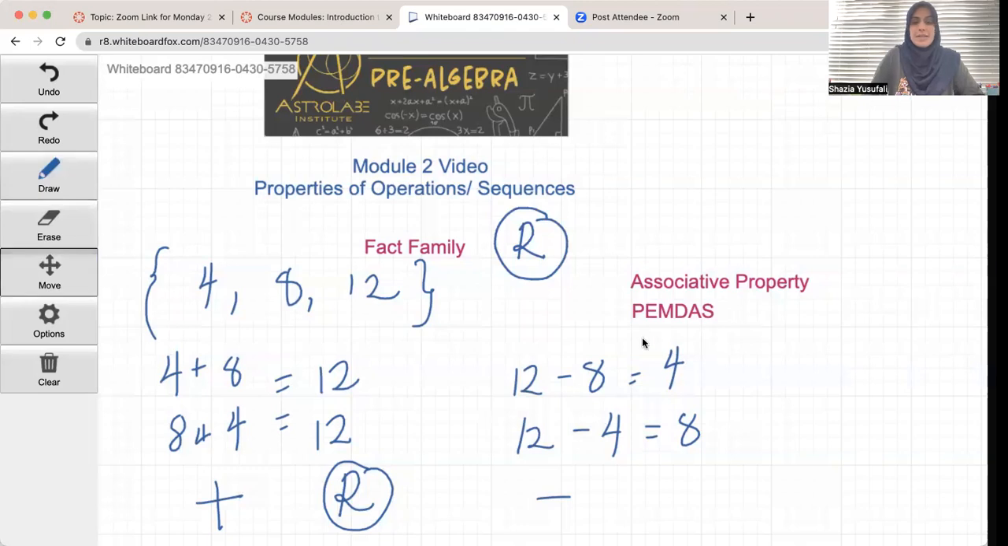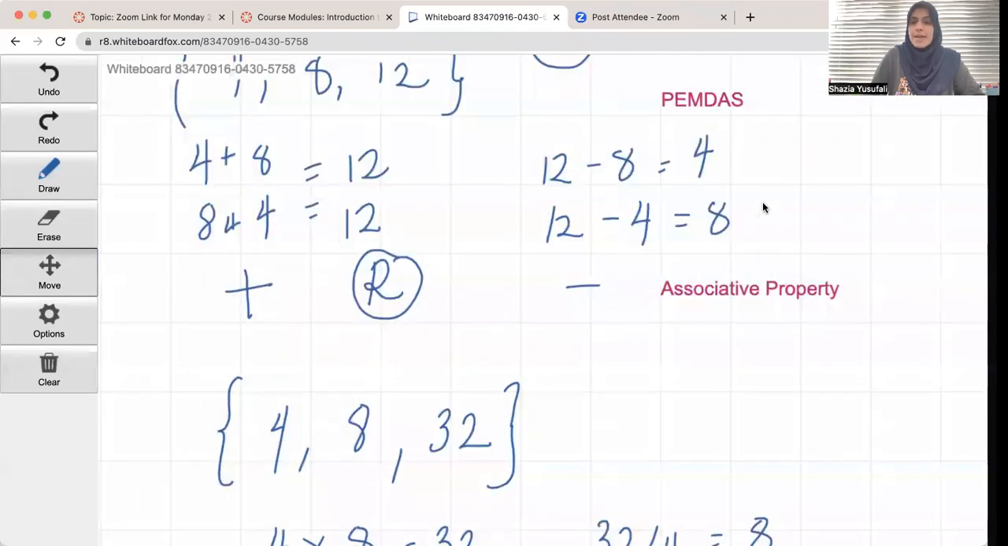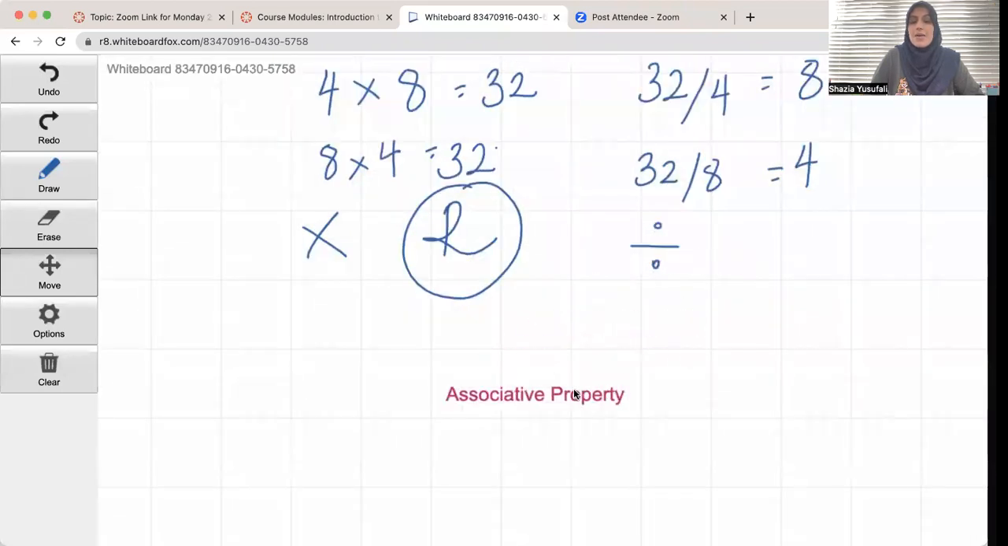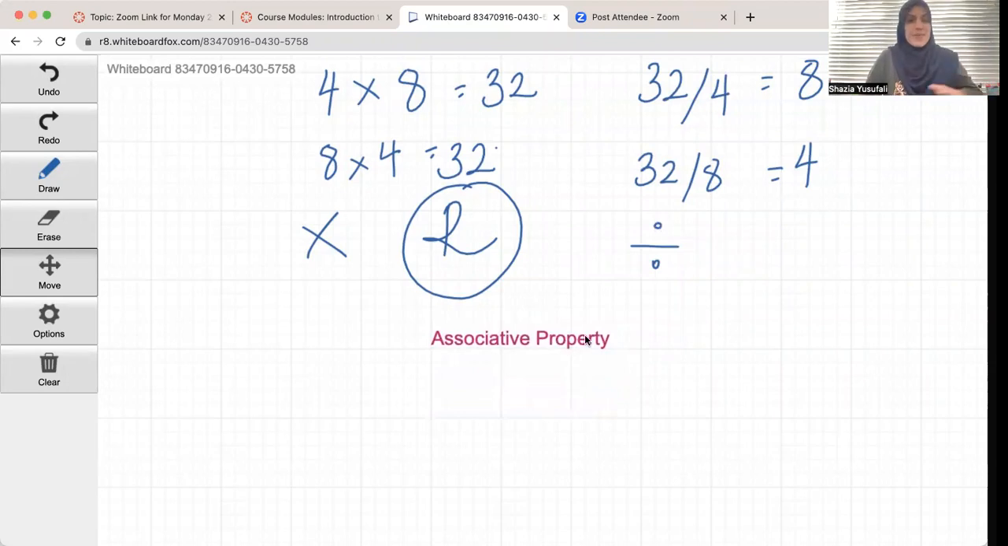Now we go to the next topic. Let me take my little arrow and I go down. The next topic is the associative property. I love the associative property. It actually makes things simple. It's a property, a rule, that if you understand, math becomes easy.